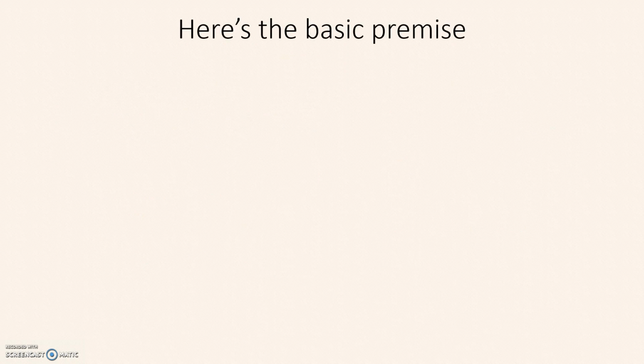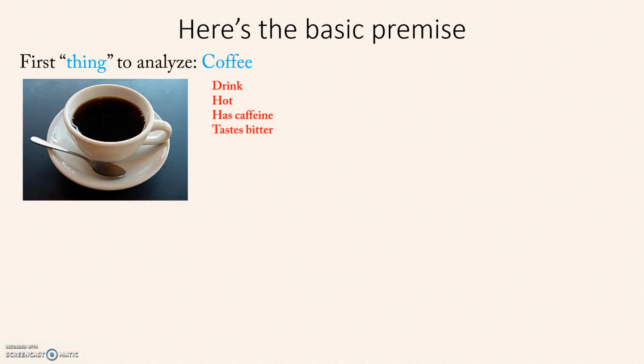Here's the basic premise in sort of a goofy example. The first thing to analyze, coffee. So here's the first thing, and I put it in blue, and then in red, I've analyzed some of its features. Well, coffee is a drink, it's hot, it has caffeine, and it tastes bitter by itself.